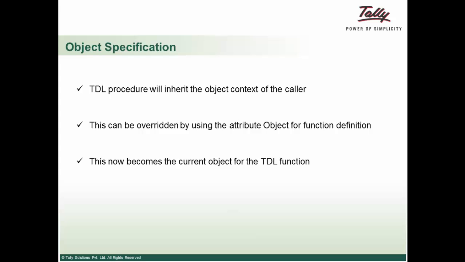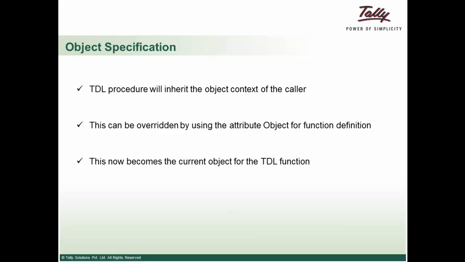So if I am in a report which has an object of type voucher, when I call a function from there, the object context of that function will be voucher. That's the caller. The caller is the object report voucher. So that would be the object context of my function.